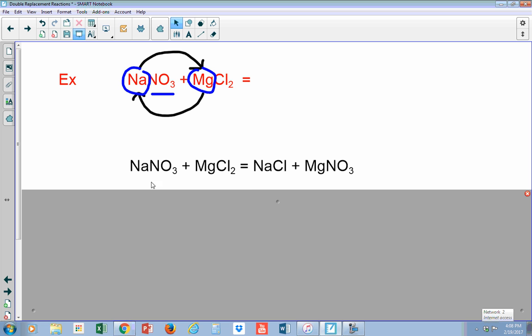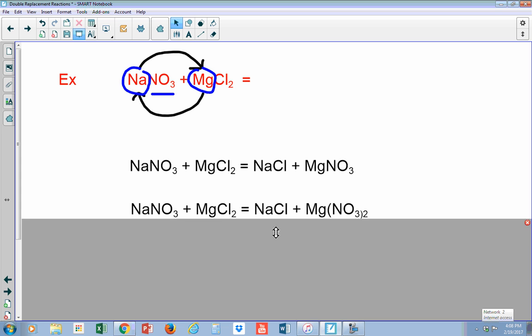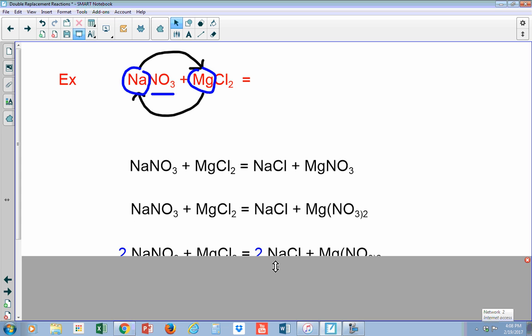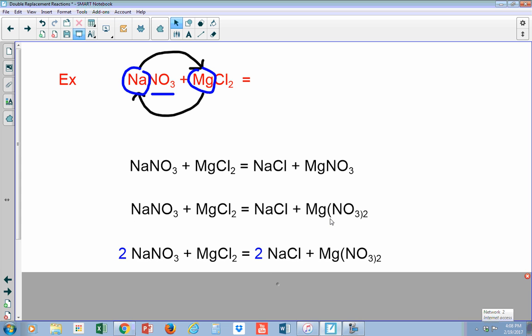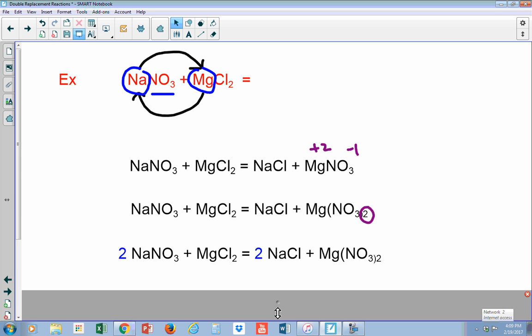Is it balanced here? Let's see. 1 sodium, 1 sodium, 1 magnesium, 1 magnesium, 2 chlorine, 1. Oh, it's not balanced on the chlorine. So we're going to balance that off here. And let's just make sure our formulas are right here too. Since magnesium is a +2 charge and nitrate is a -1, we had to put 2 of them in here. So I balanced it off there. And that's pretty much it. That's a double replacement reaction.